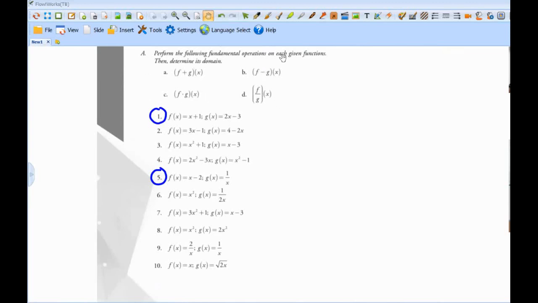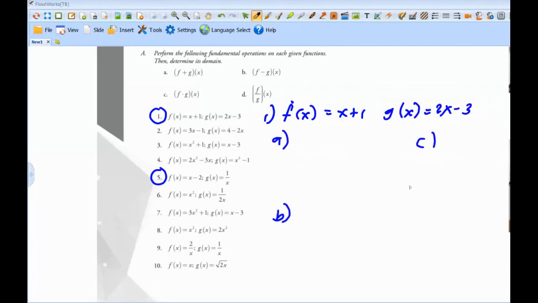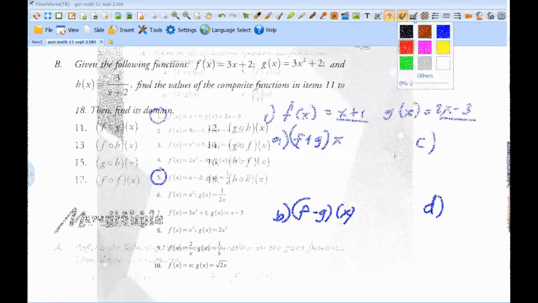Okay, so for example, number 1, you will have f of x is equal to x plus 1, g of x is equal to 2x minus 3. So A, you have also B, you have also C, you have also D. So A is f plus g. So you will add these two. And on B, f of x minus g of x, you will subtract these two. And on C, you will multiply, and on D, you will divide. Okay? Is that clear?